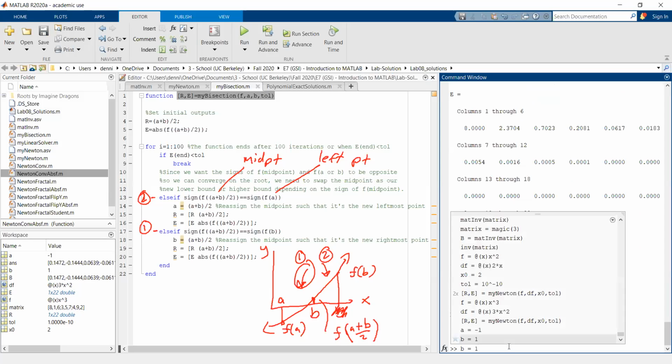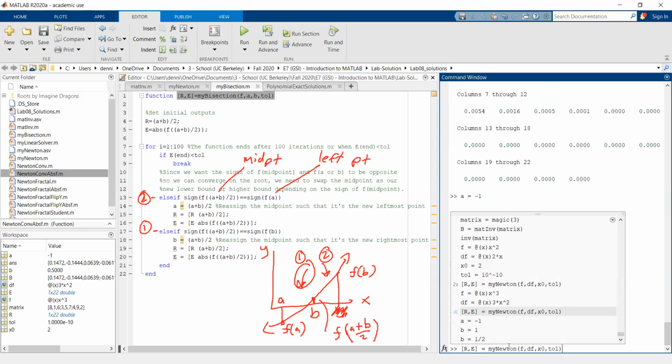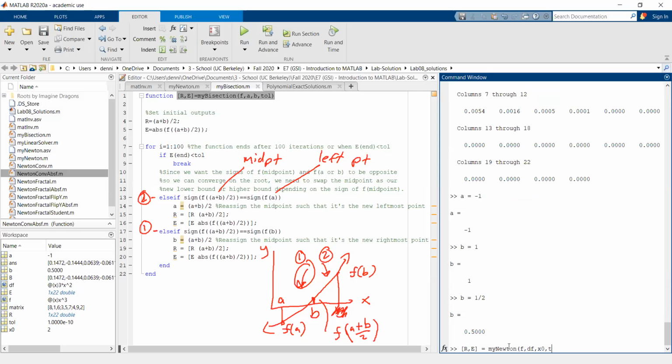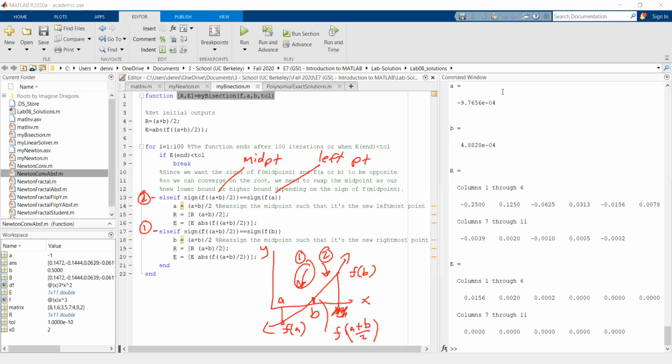Here's an interesting one that we could do, though. Let's do B is 1/2. So that way it's like a third of the way to the right. I'm not sure that made sense. Let's do not my Newton, but my bisection, and then we'll run that with the A and B. And I think we don't need to specify anything else. Bisection, F, we specified already. A and B, we just specified. And tolerance, we specified in the previous part. Okay. Seems pretty solid.